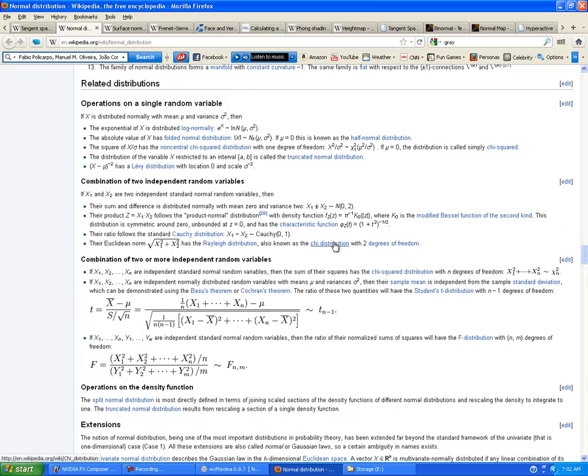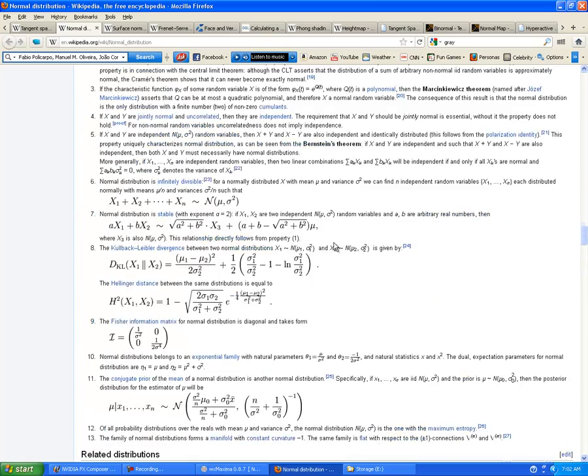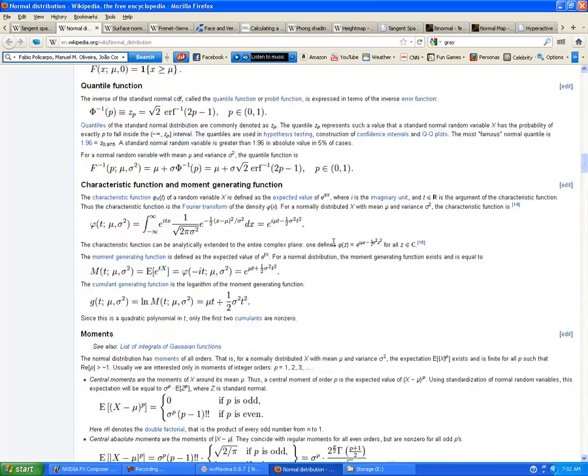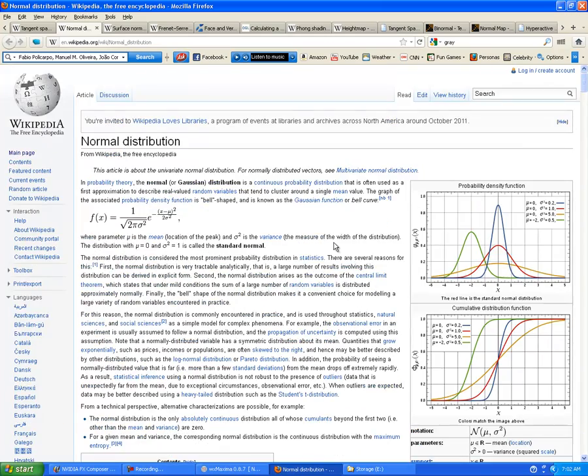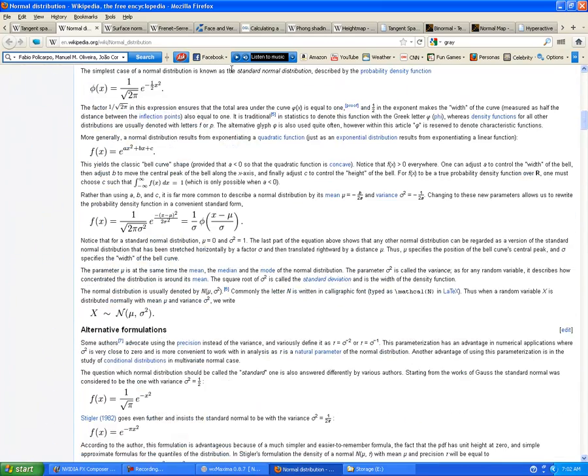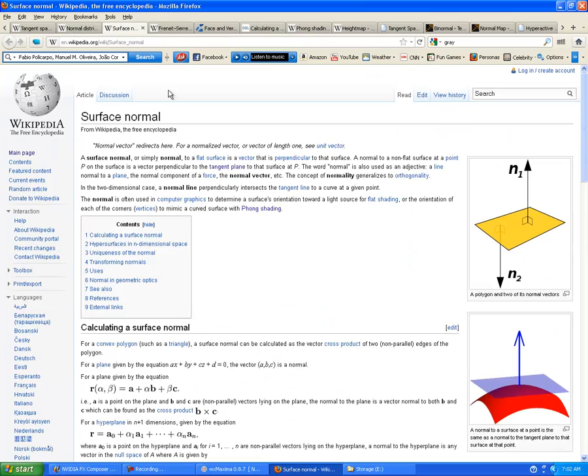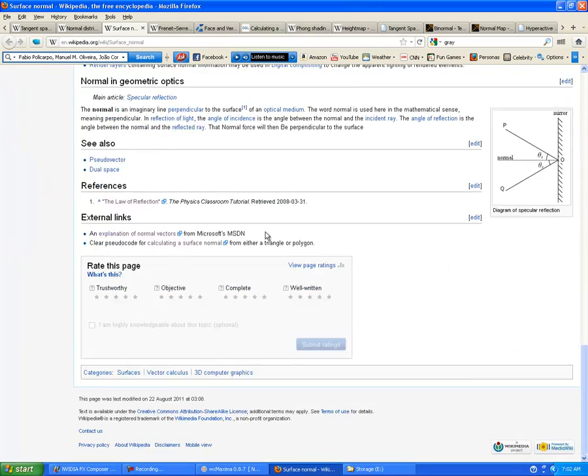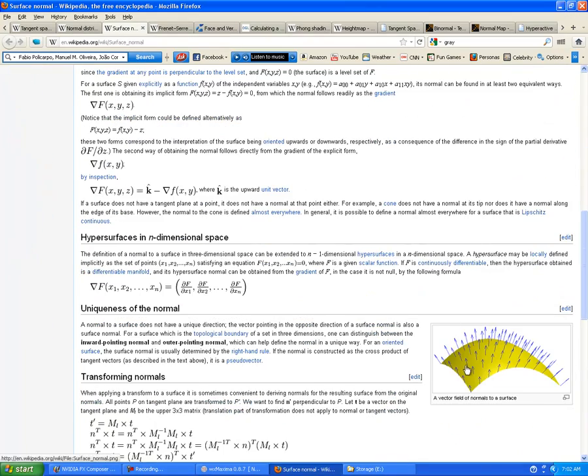Hold on a second. Which one is this? This is normal distribution. That's not what I want. Surface normals, yeah, that's what happens with surface normals. As you can see, it comes off these different points like this, for every vertex, and your normal points off in that way.